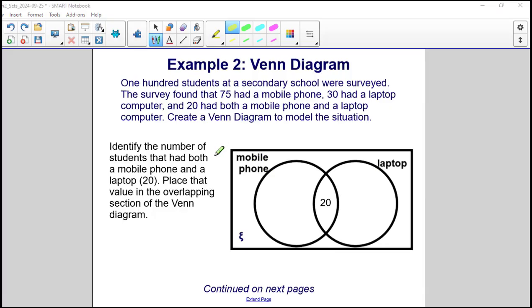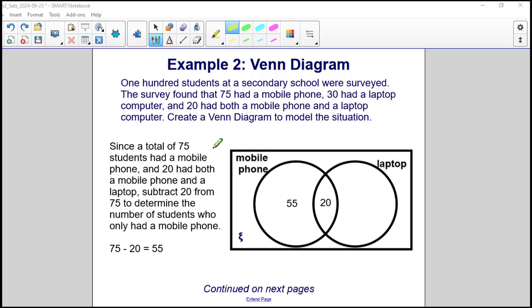Identify the number of students that had both a mobile phone and a laptop. That would be 20 total as indicated in the original problem. 20 had both a mobile phone and a laptop. So that number 20 is going to go here in the overlapping region of the students who had mobile phones and students who had laptops.